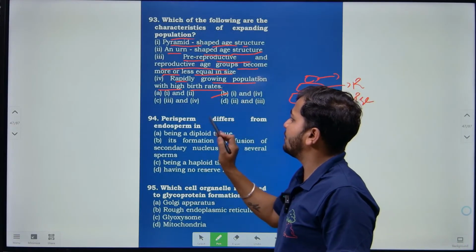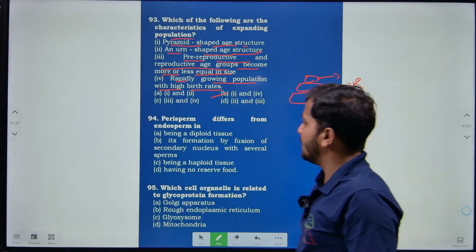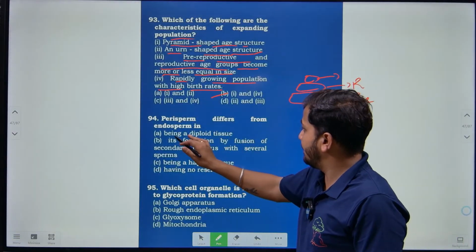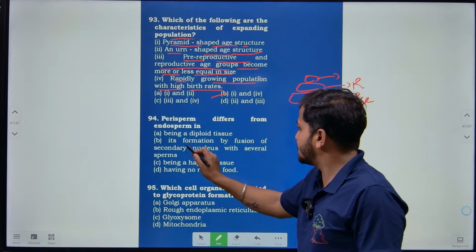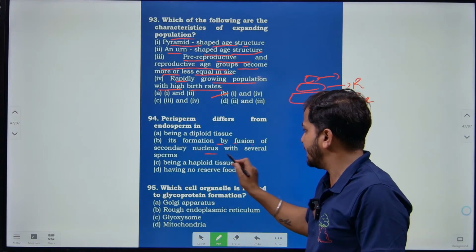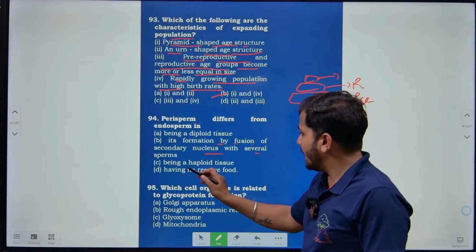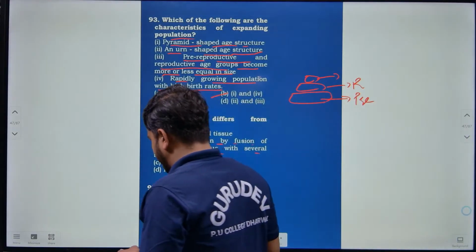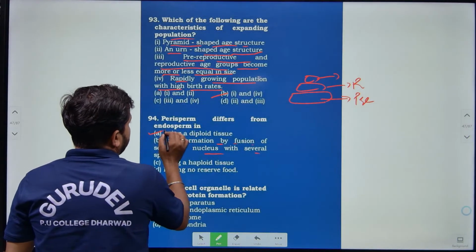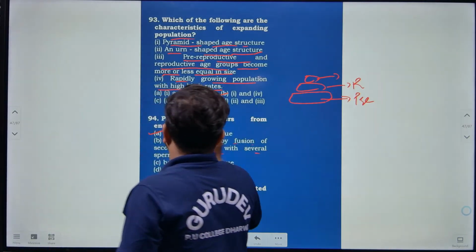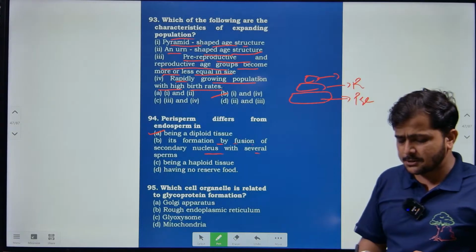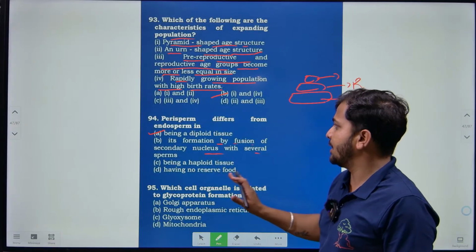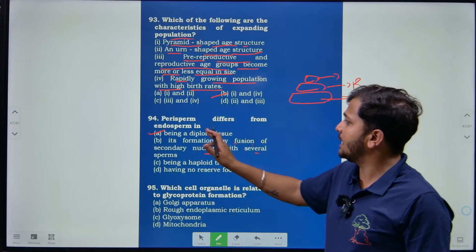Then, perisperm differs from endosperm, right? Perisperm differs from endosperm here. The options say: being a diploid tissue, it is a diploid tissue; its formation by fusion of the secondary nucleus with several sperm; being a haploid tissue and having no reserve food, right? So according to this question, mainly it is being a diploid tissue, because the perisperm differs from endosperm. If you consider perisperm and endosperm, both of them are nutritive layers. So both of them are nutritive layers. So where does it differ? It is what?